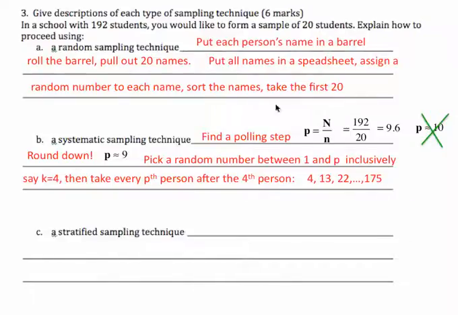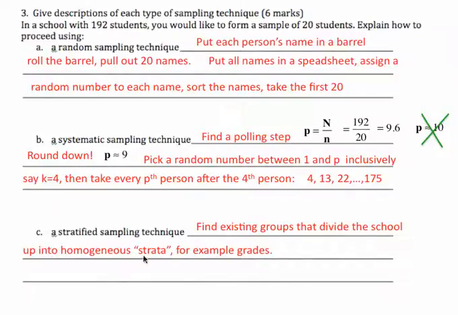So either of these are very good. And then a stratified sampling technique. We break the school up into groups where the groups are pretty much homogeneous. So find existing groups that already divide the school up into homogeneous strata. For example, in a school, the easiest thing is grades. But you could also divide them by linguistic origin, or what geographic regions their ancestors come from, or something equally weird like that. But the easiest way in a school is grades.